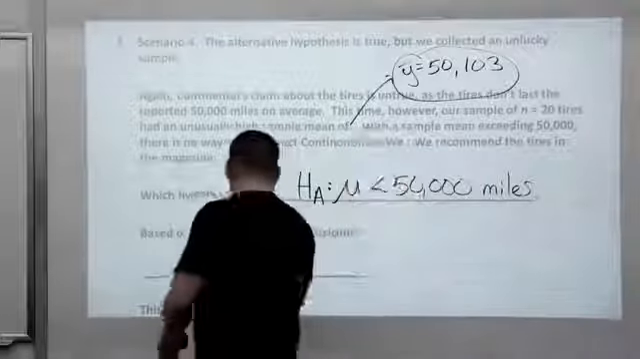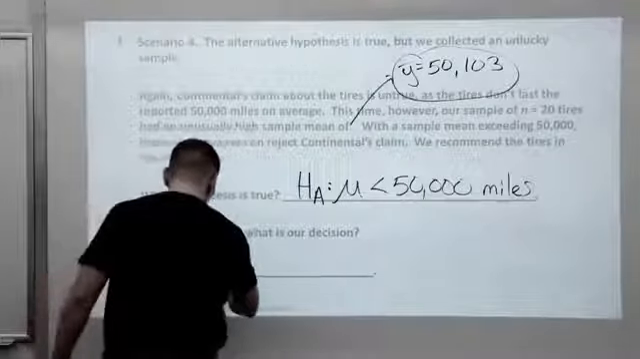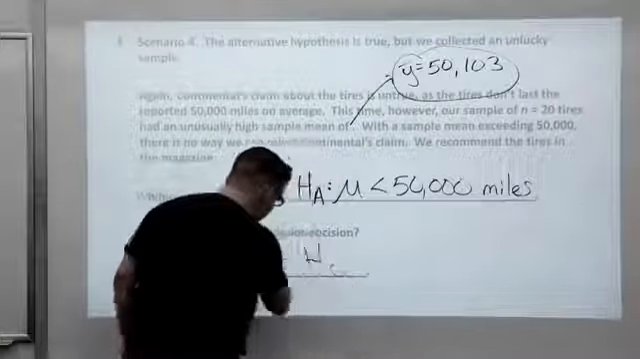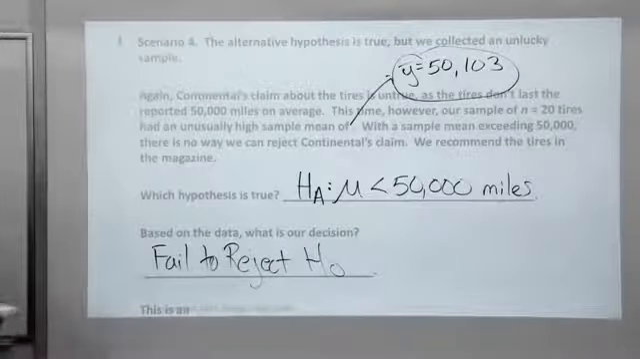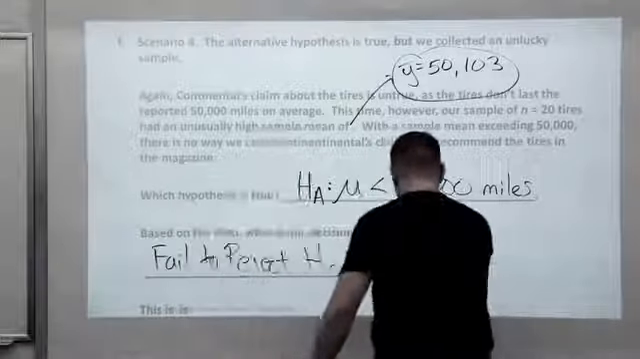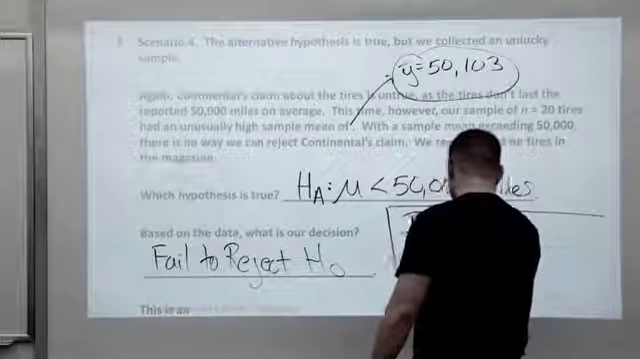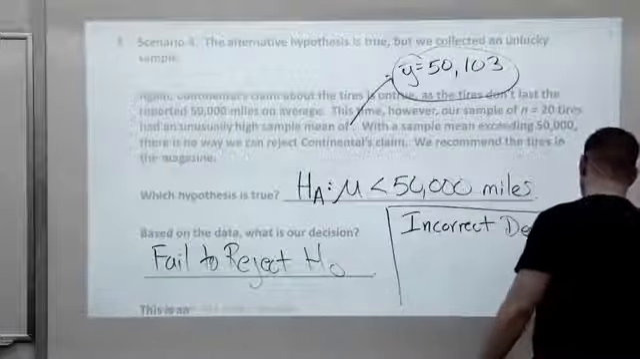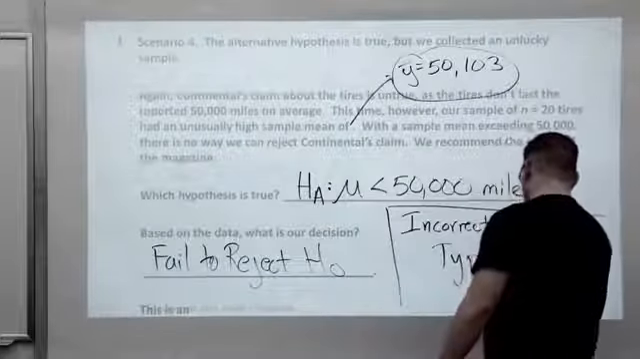Based on the data, what's our decision? This is fail to reject H sub 0. And down here at the bottom got cut off, but it's in the notes. This is an incorrect decision. I'll slide it over here. All right, that last bullet point on part F, this is an incorrect decision. And this one is what's called a type 2 error.